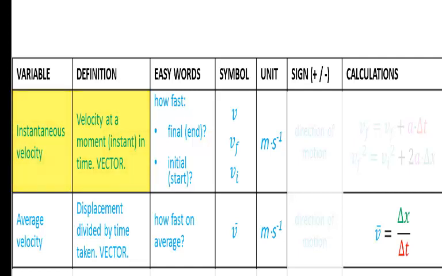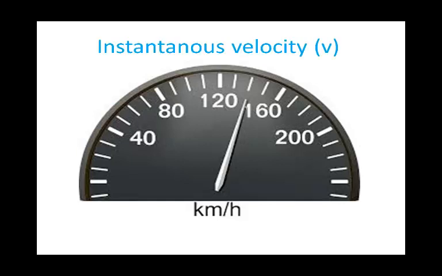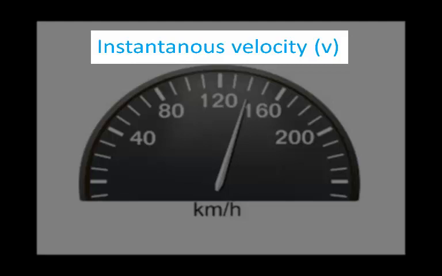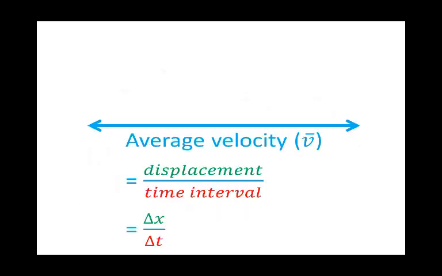Like if you're driving in a car and your speedometer moves up and down, every moment you look at the speedometer, it's telling you how fast you're going at that moment, at that instant. It's telling you your instantaneous velocity. Well, it's telling you the magnitude of your instantaneous velocity for that instant you're looking at it. But average velocity refers to an interval: how far you go in that interval divided by how much time that interval took.